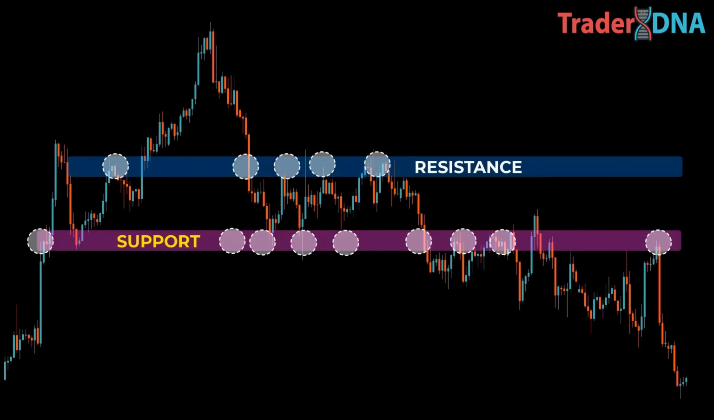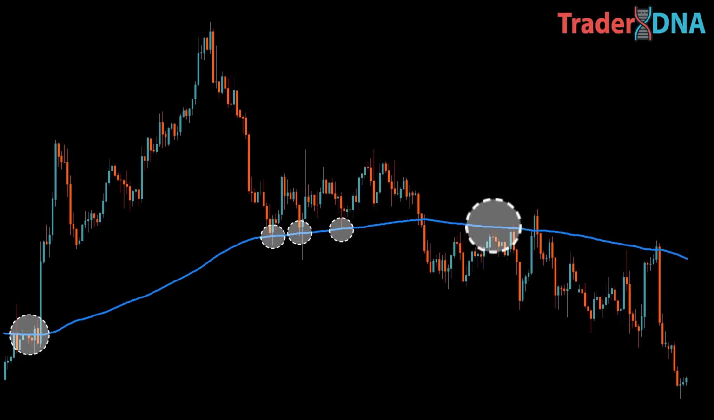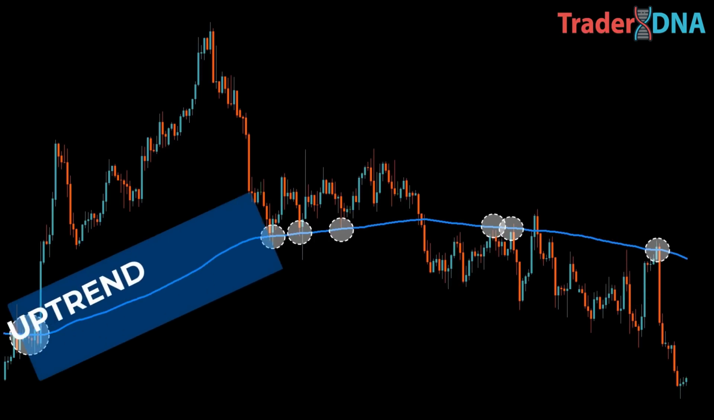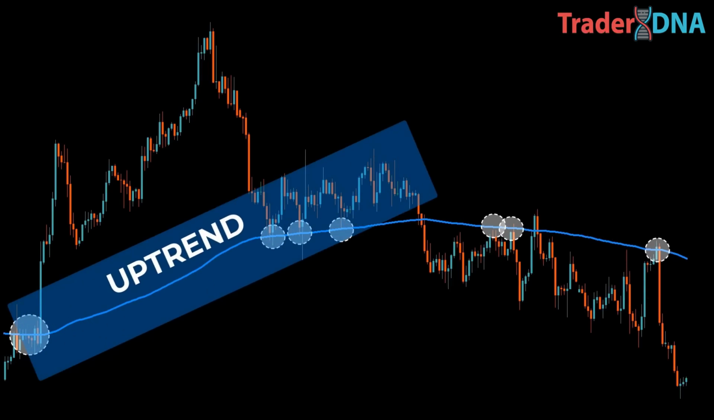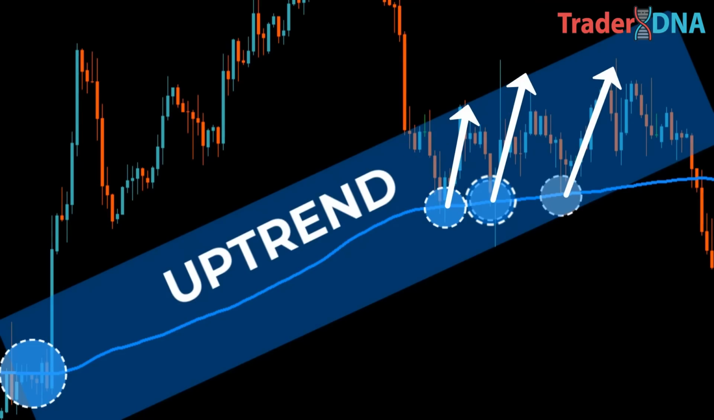However, moving averages can act as dynamic levels of support and resistance, meaning they adjust and move with the price action over time. In an uptrend, the price tends to stay above the moving average. Whenever the price pulls back to the moving average, it often finds support there, meaning that the price has a tendency to bounce off the moving average and continue moving higher. This gives us a potential opportunity to enter buy trades near the moving average as the trend is still intact.